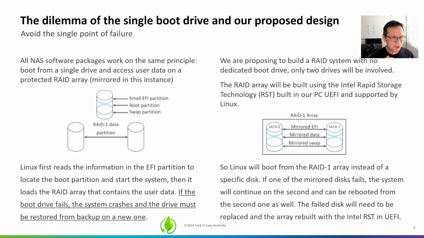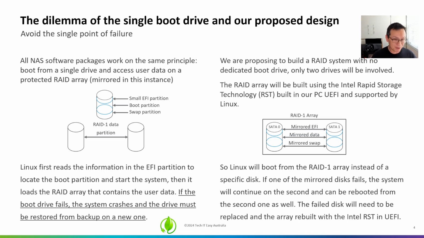They all boot from a single boot drive, which is what we've just described before, and then it will use a RAID array that typically is a RAID-1 mirrored partition using two other drives. So essentially, you get three drives in your NAS system, one boot drive and two drives that are mirrored. So Linux first reads the information in the EFI partition, then it will start the system, and it will load the RAID array that contains the user data.